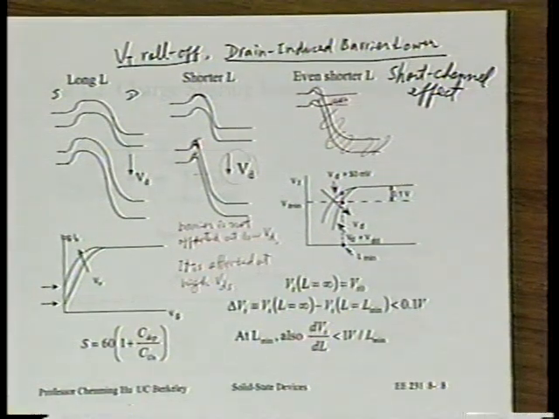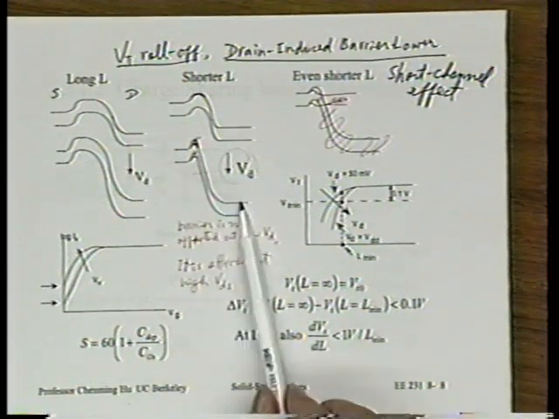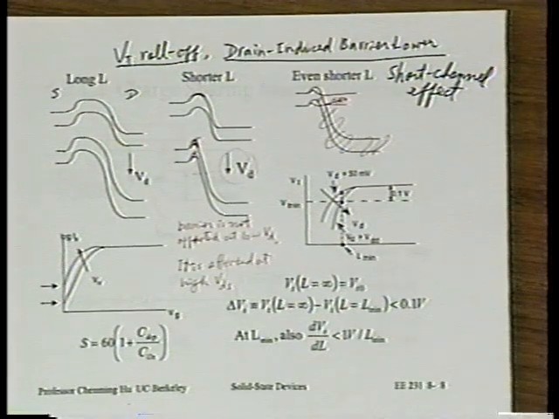Yes, comment, question in the back. The device is usually assumed symmetric, but the bias is not symmetric. From the energy band diagram, you can see the bias is not symmetric, but the structure is assumed symmetrical. Yes, that's the usual analysis.